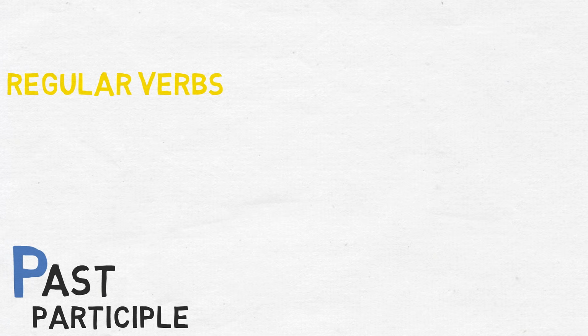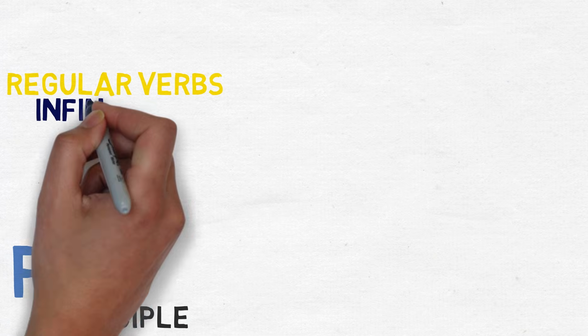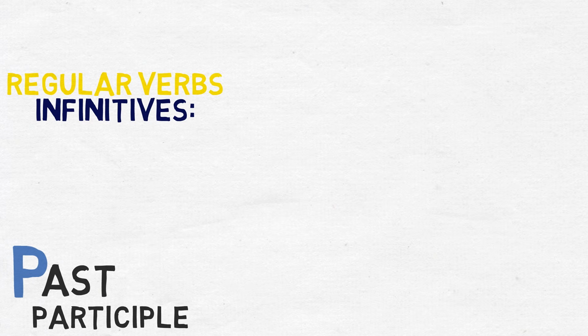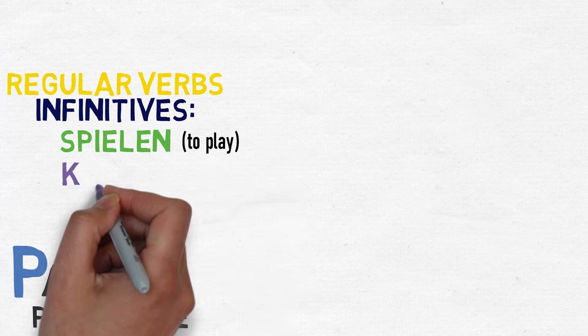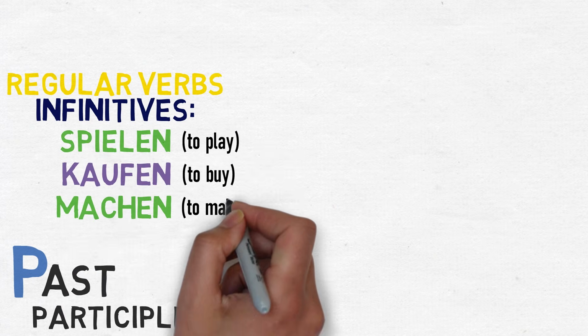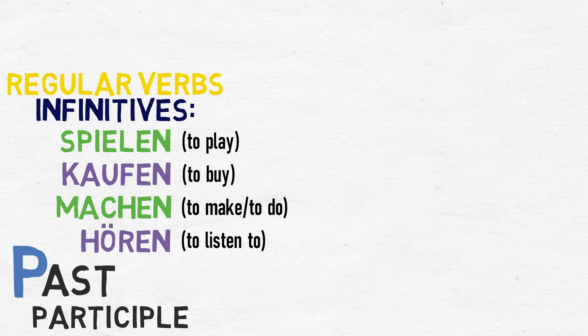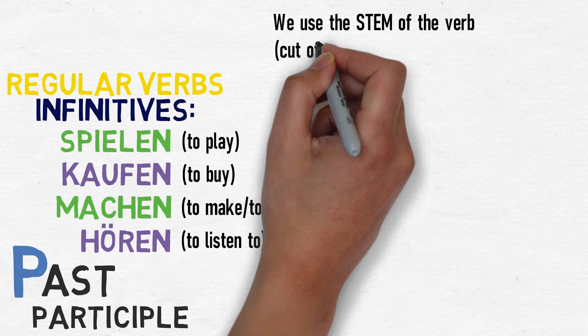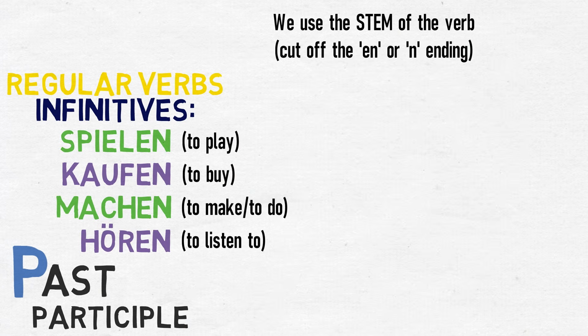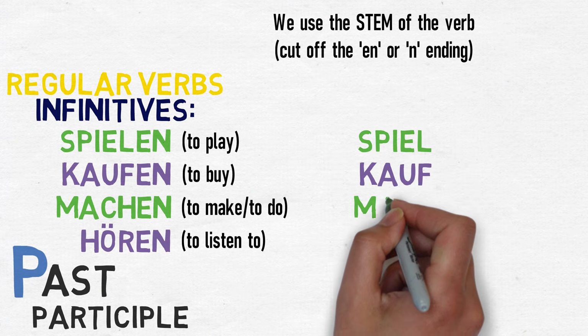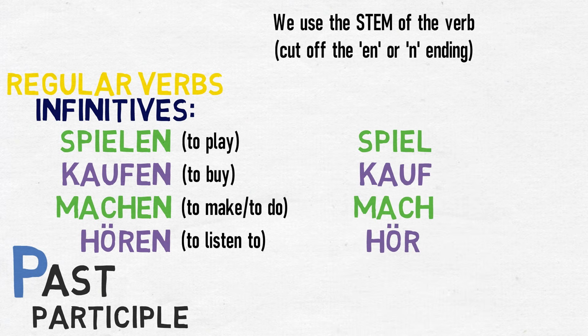We'll start with the regular past participles of regular verbs. Here are some examples in their infinitive form. Spielen, to play, kaufen, to buy, machen, to make or to do, hören, to listen to. To form the past participle, we once again need the stem of the verb, obtained by removing the en or n ending. So the stems of the above verbs are Spiel, Kauf, mach and hör.